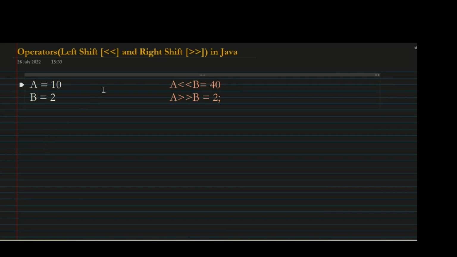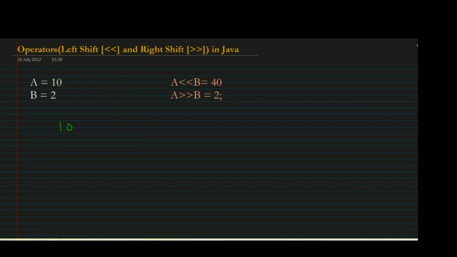Okay, so I have already taken the numbers over here. Before understanding the working of the shift operator, we must know how we can convert a number into binaries. For example, we have 10 and we have to convert it into binaries. We have two different ways to convert a number into binaries. The first one is very simple. You must have learned it during your school classes.